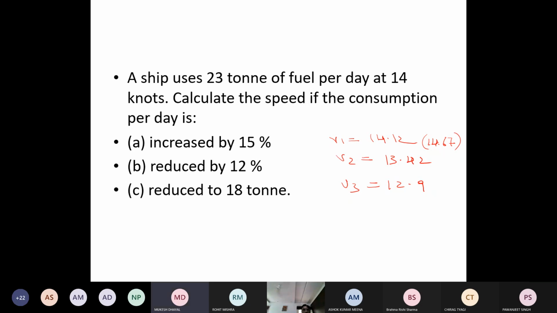Yes, so the first one is coming 14.66 knots, the second 13.41 and the third 12.90. Okay, it's matching. That's why I've written the answers on the board on the screen. So 14.66 or 67 is okay. 13.42 for the second one, and third one 12.9.